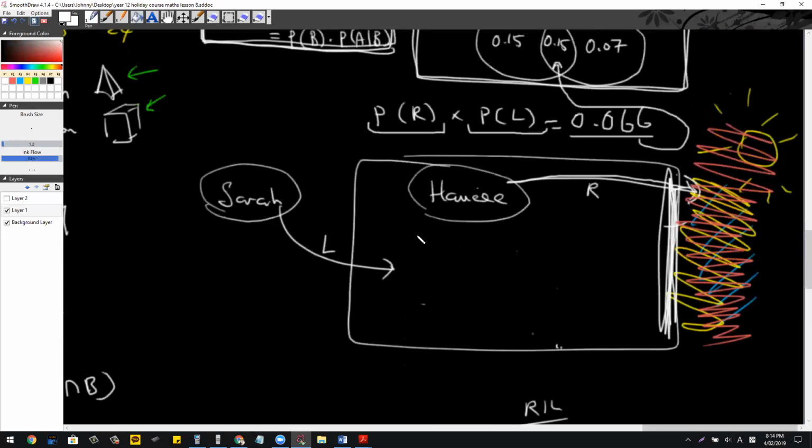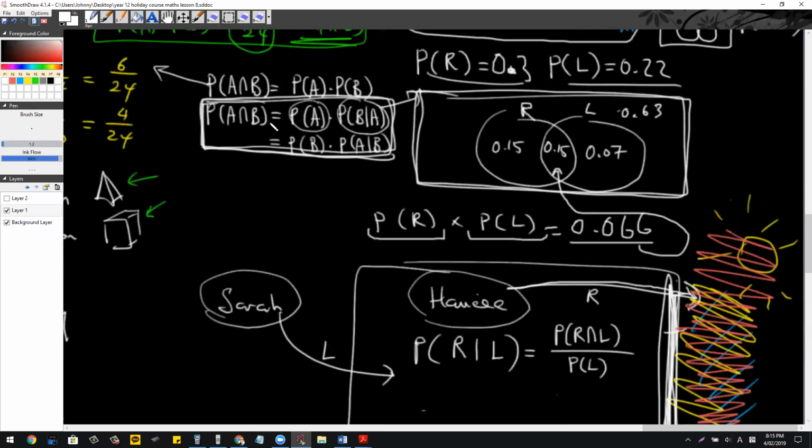So what she wants to do is this. Given that Sarah arrived late, what is the probability that it is raining? The formula for that is P of R and L, very simple, over P of L. So where does that come from? It comes from this equation here. You can see that P of B given A is this one over this one, so this is P of A and B over P of A.